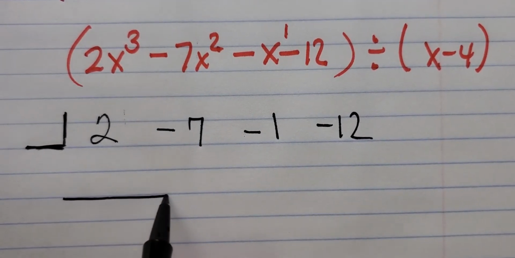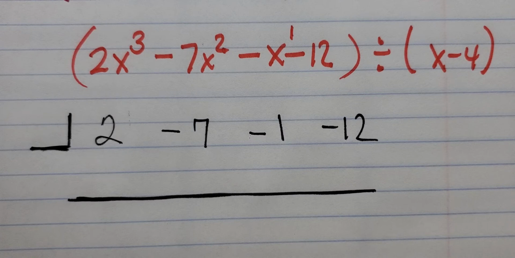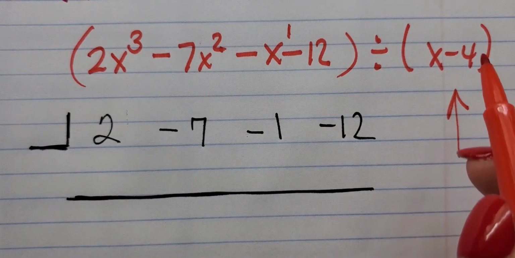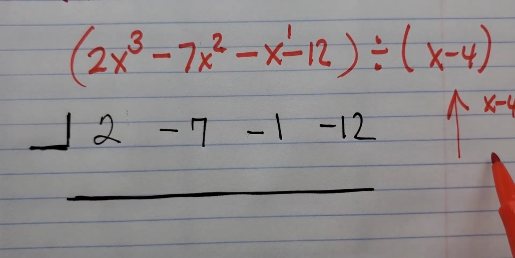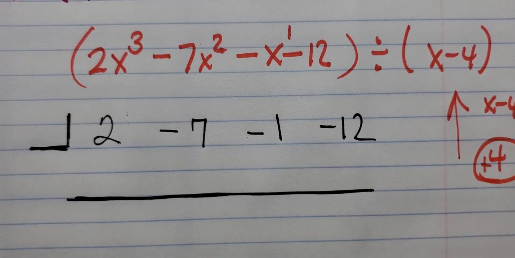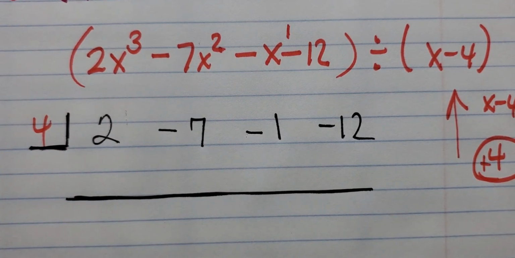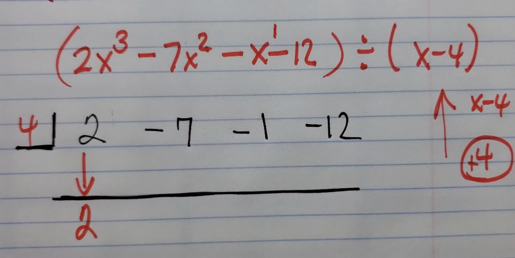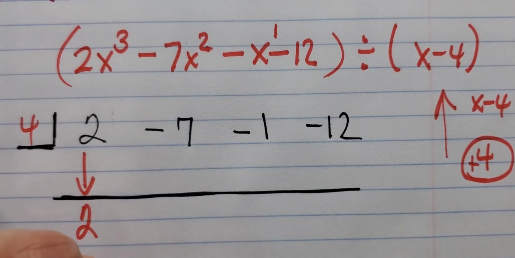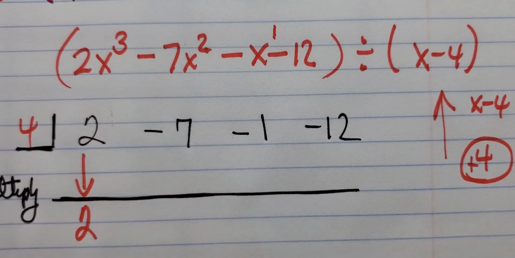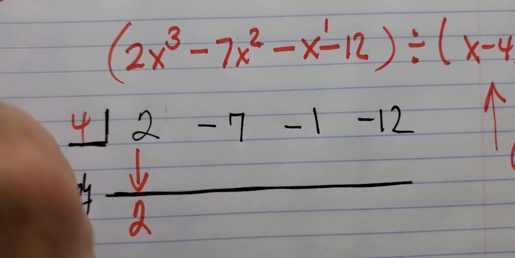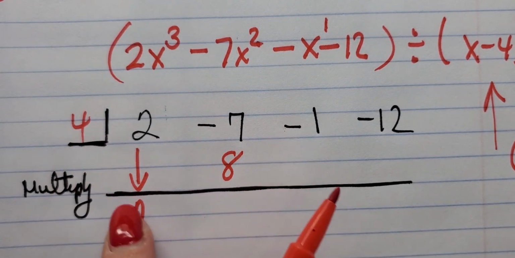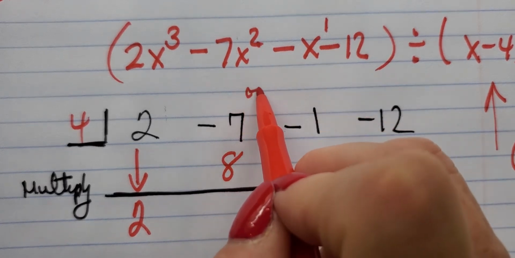Then I'm going to give myself some space, and then I'm going to take the opposite of that binomial. It says minus 4, which means positive 4 is what I want to put in my box. I'm going to draw an arrow to bring the first number down, and I'm going to start to multiply. So 4 times 2 is 8. It goes under the second number, and then you add those.